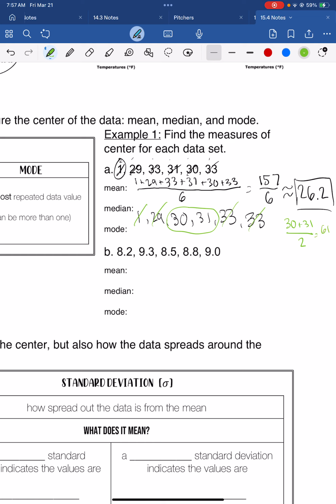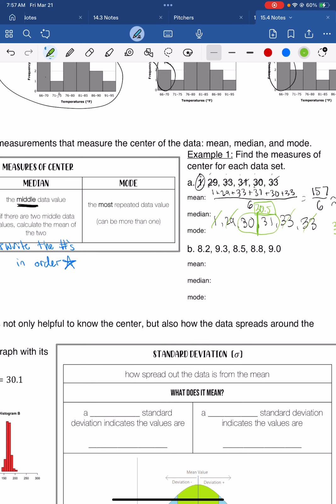So you got 61 divided by 2, and if you type that in your calculator, you'll get 30.5. 30.5 would be our median there. Okay, so I know it's a little crammed here, but hopefully you're finding some space.